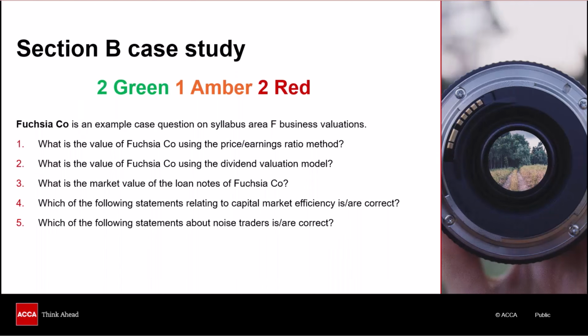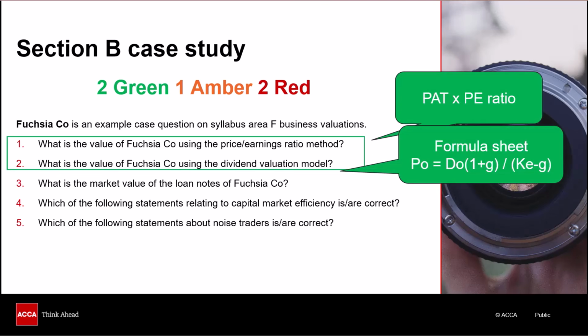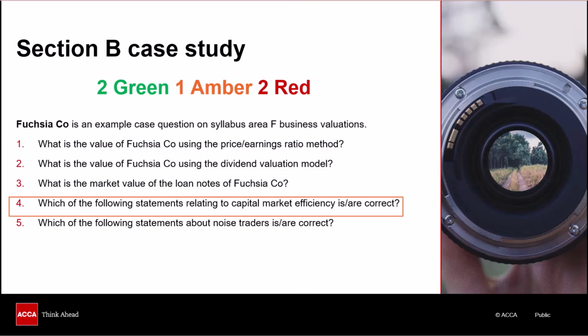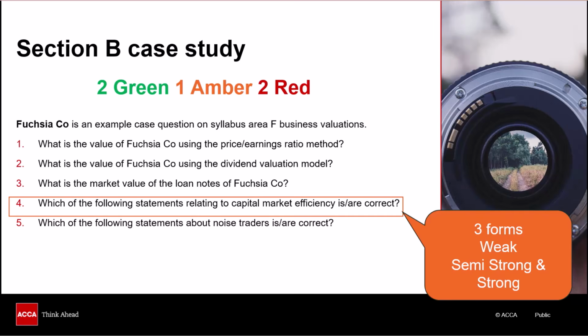Why not instead approach this by traffic lighting the case study? The 2 green, 1 amber and 2 red reflect the difficulty. The first 2 here are basic calculations from the syllabus. These should be relatively simple and quick to do for a well-practiced student. My amber one is number 4. This is again a very common area of the syllabus, and there's a technical article on this area.